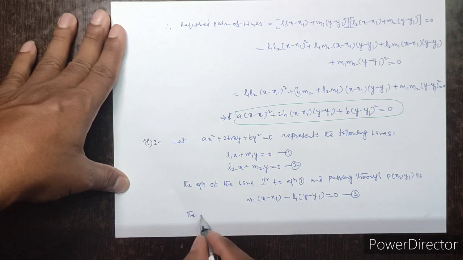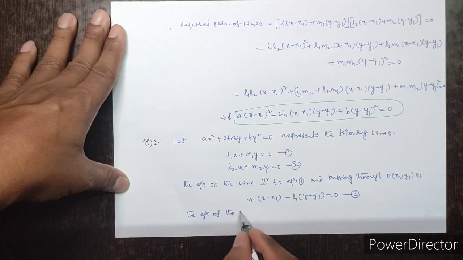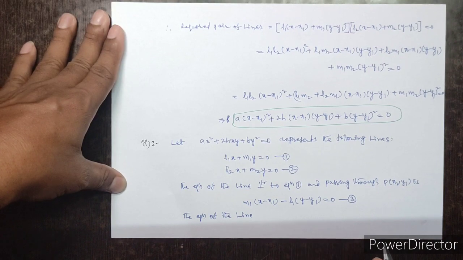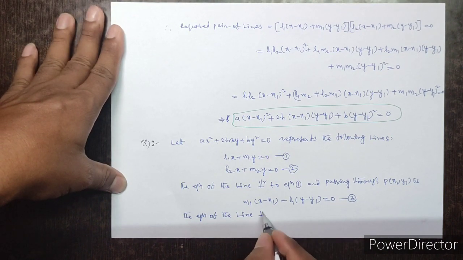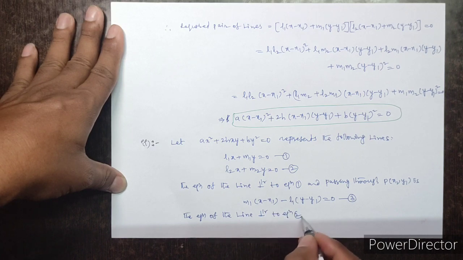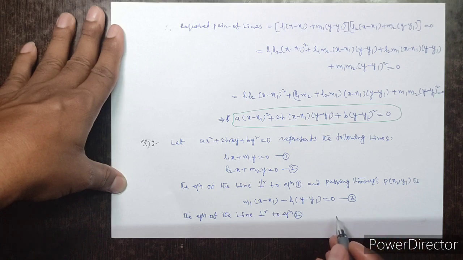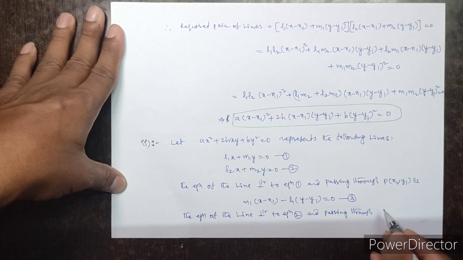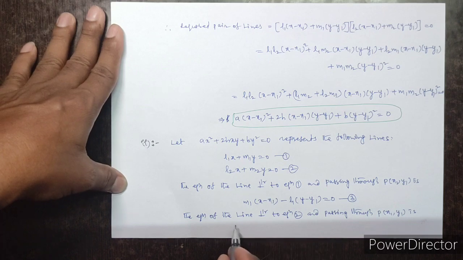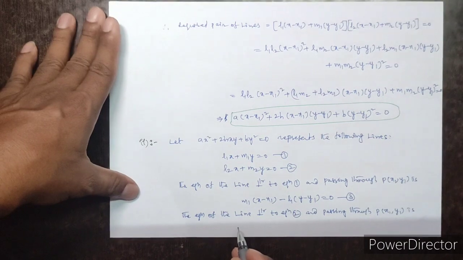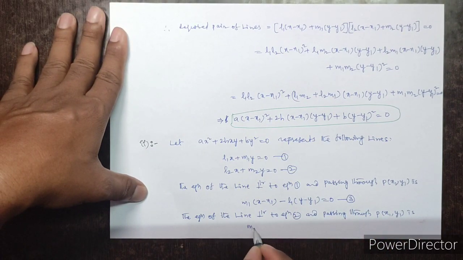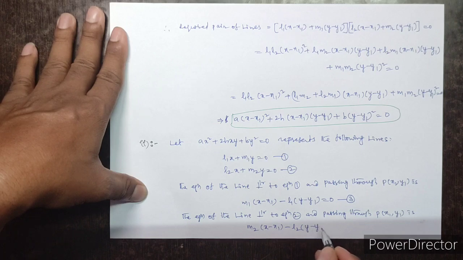In the same way, the equation of the line perpendicular to equation 2, that means the second line of the pair of lines, and passing through the point x1 comma y1 is m2 of (x minus x1) minus l2 of (y minus y1) equal to 0. That is equation number 4.